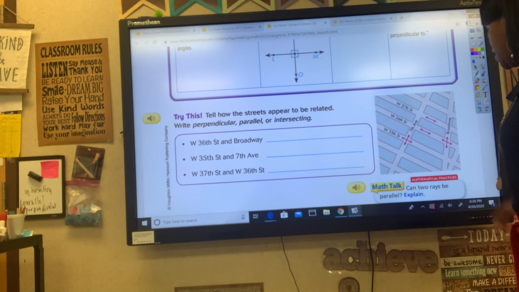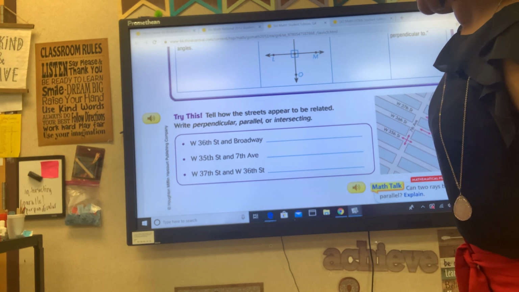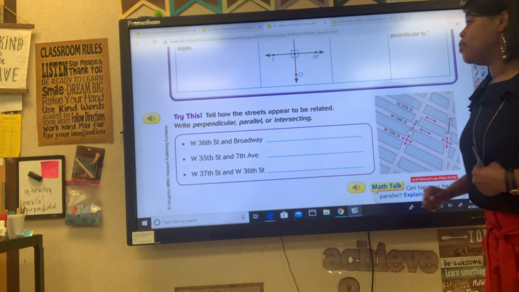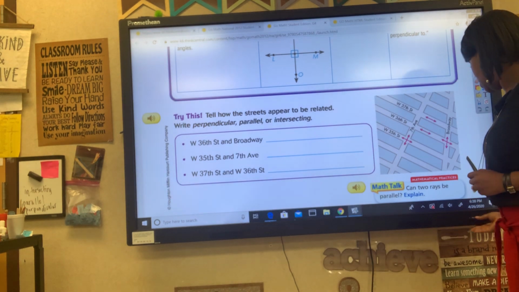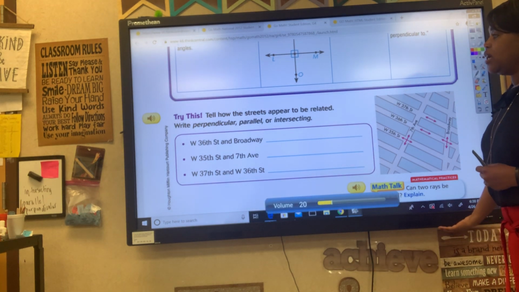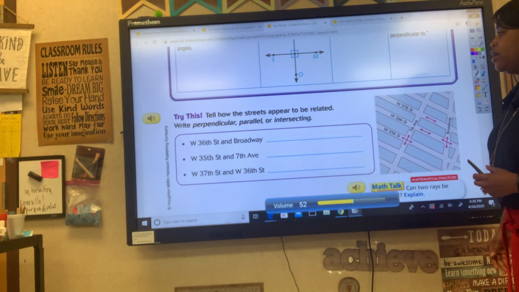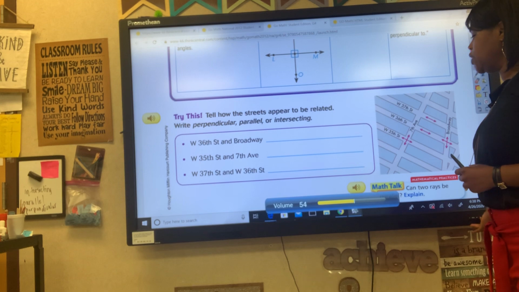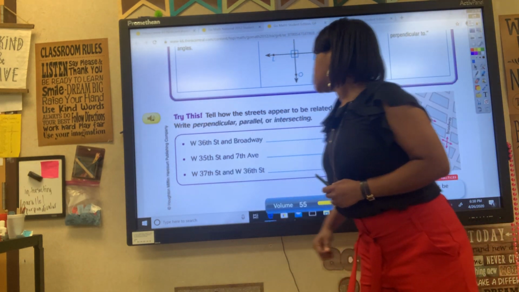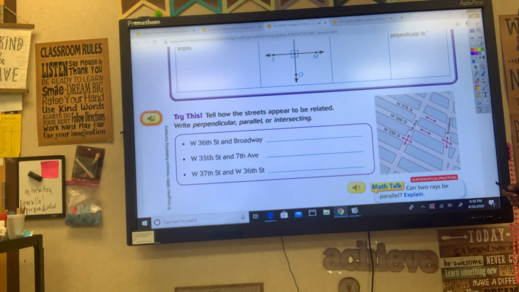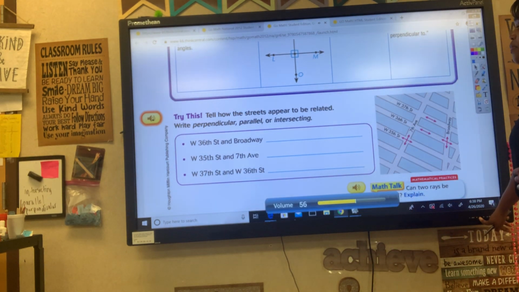If you look here, there's a diagram. It says, try this. Tell how the streets appear to be related: perpendicular, parallel, or intersecting. Let's hear the directions again. Try this. Tell how the streets appear to be related: perpendicular, parallel, or intersecting.